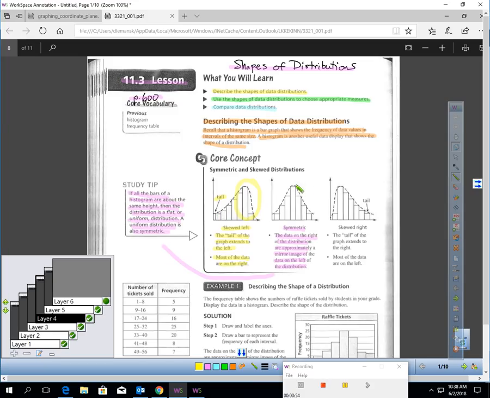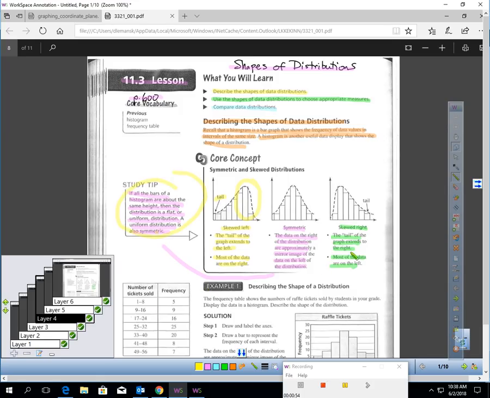Then we have a histogram that could look like this. This is symmetric, where the left side looks similar to the right side. Now, if that is the case, it's called symmetric. If all the bars of a histogram are about the same height, the distribution is flat, and that would also be symmetric. So if I drew a histogram where all the bars are the same height and it's flat across the top, that would be symmetric also, according to what this is saying here.